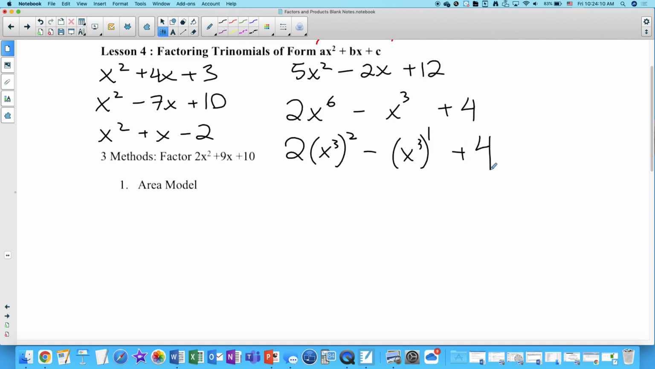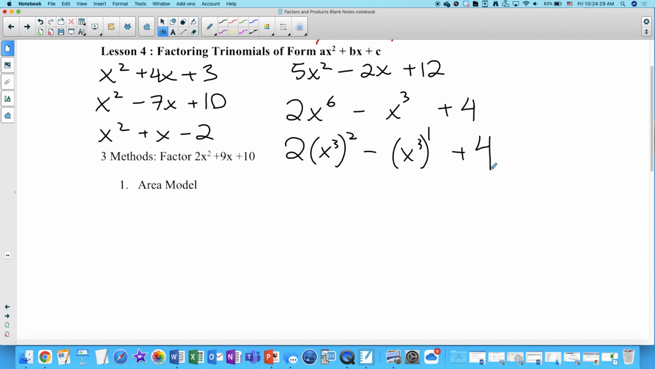Right? So if we take this to be the quote-unquote x, we can square it, and this one would have an exponent of 1. So in general, the exponent on the first term just has to be double the exponent on the middle term.